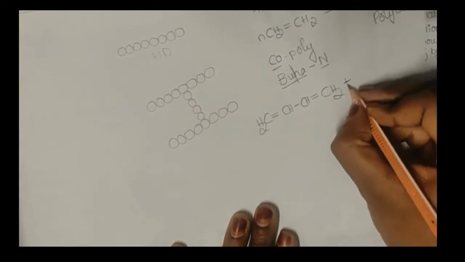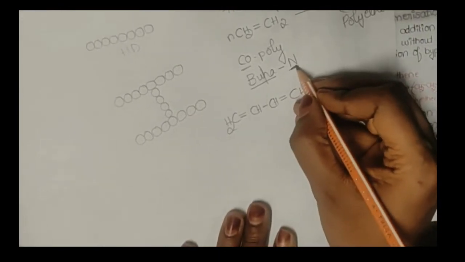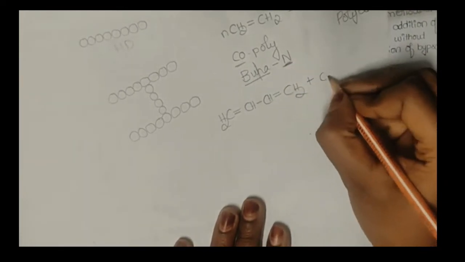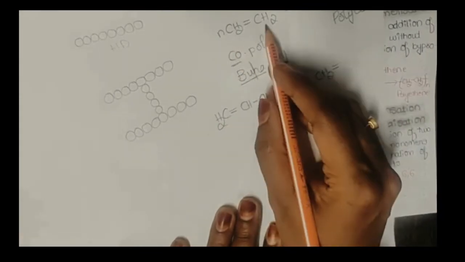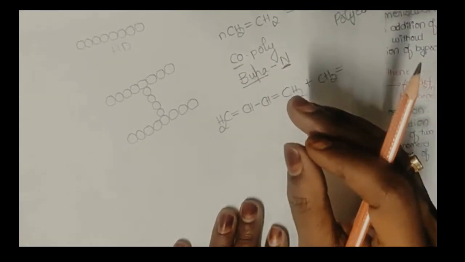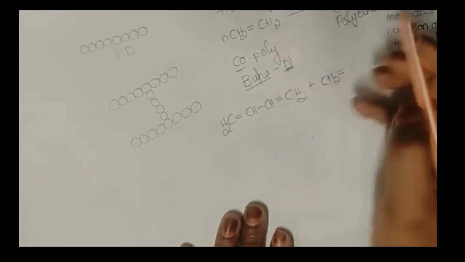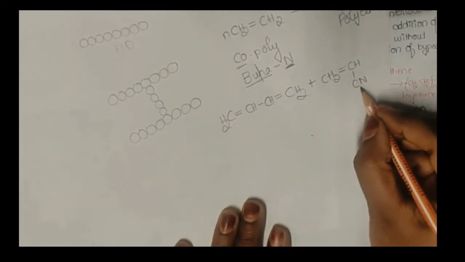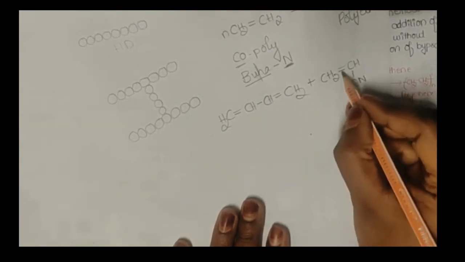So this is one monomer, and the other monomer is capital N. Capital N stands for acrylonitrile. So the structure of acrylonitrile is also very simple. If you know ethene, you just have to do a slight modification. What is that is, you have to remove one hydrogen and you have to introduce one cyanide group, where the cyanide group is also called nitrile. So therefore it is also called acrylonitrile.